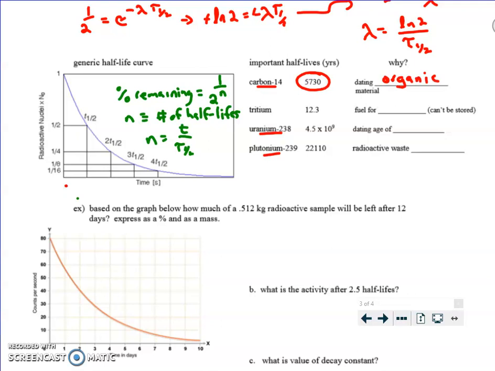You can't really use it to date rocks, because rocks are generally hundreds of thousands, millions to billions of years old, and with a half-life of only about 10,000 years, you're going to have very little sample left.